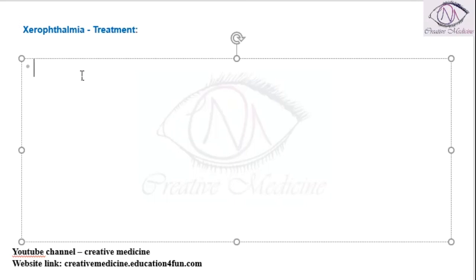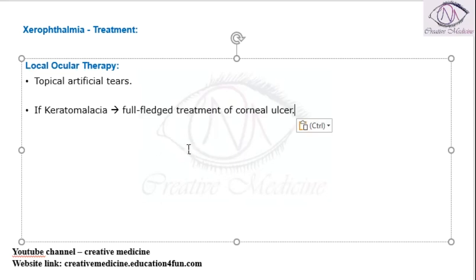In the local ocular therapy for the treatment of xerophthalmia, we can give topical artificial drops. And if the patient has keratomalacia, then we should treat the patient like a corneal ulcer.